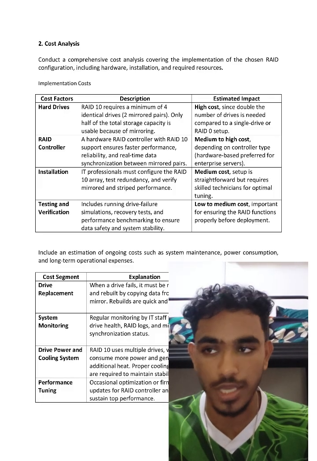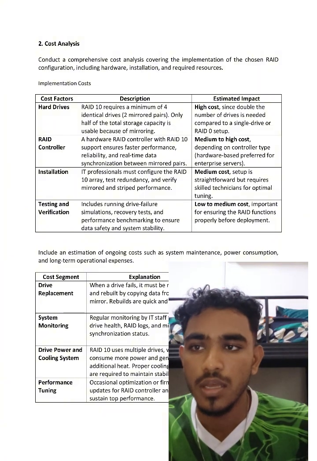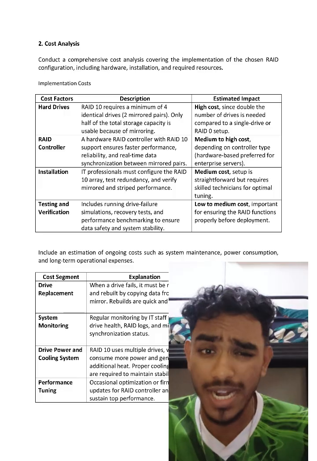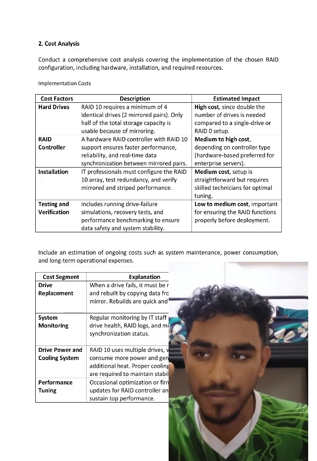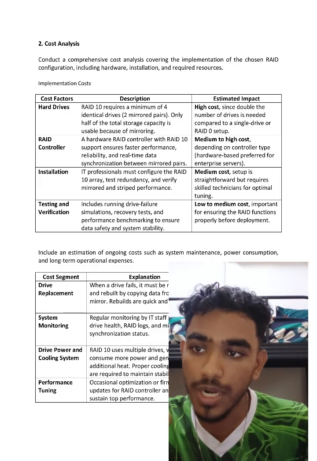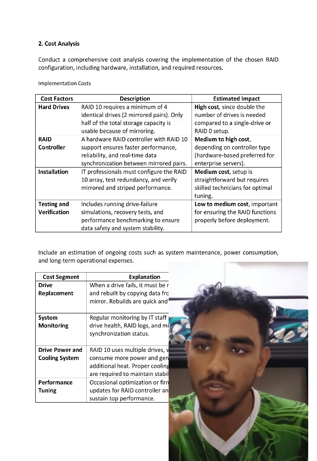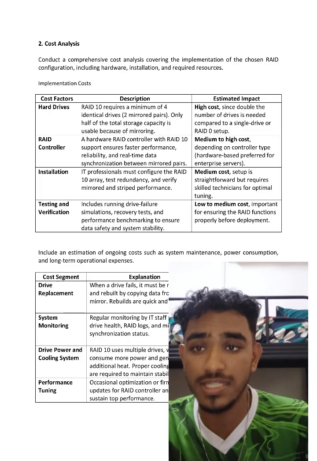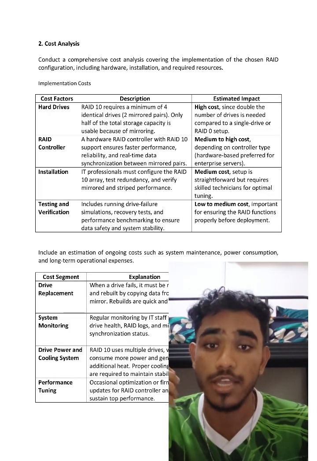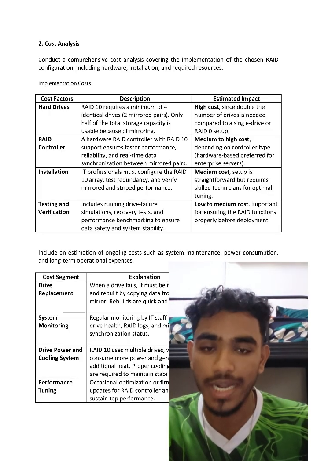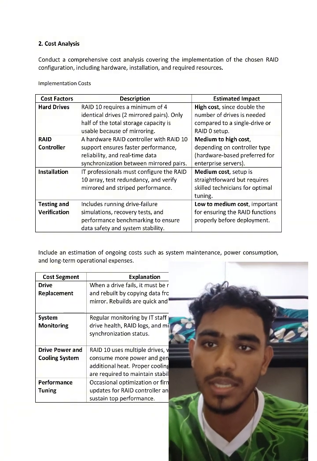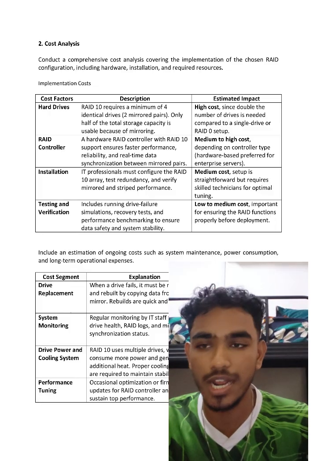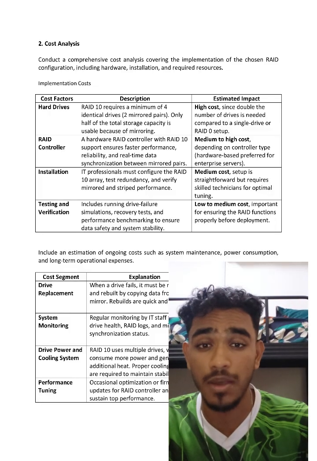First cost factor is hard drives. A RAID 10 system requires a minimum of 4 identical drives, which is 2 mirrored pairs. Only half of the total storage capacity is usable because of mirroring. The estimated cost is high for this RAID 10 system, because double the number of drives is needed compared to a single drive or a RAID 0 setup.